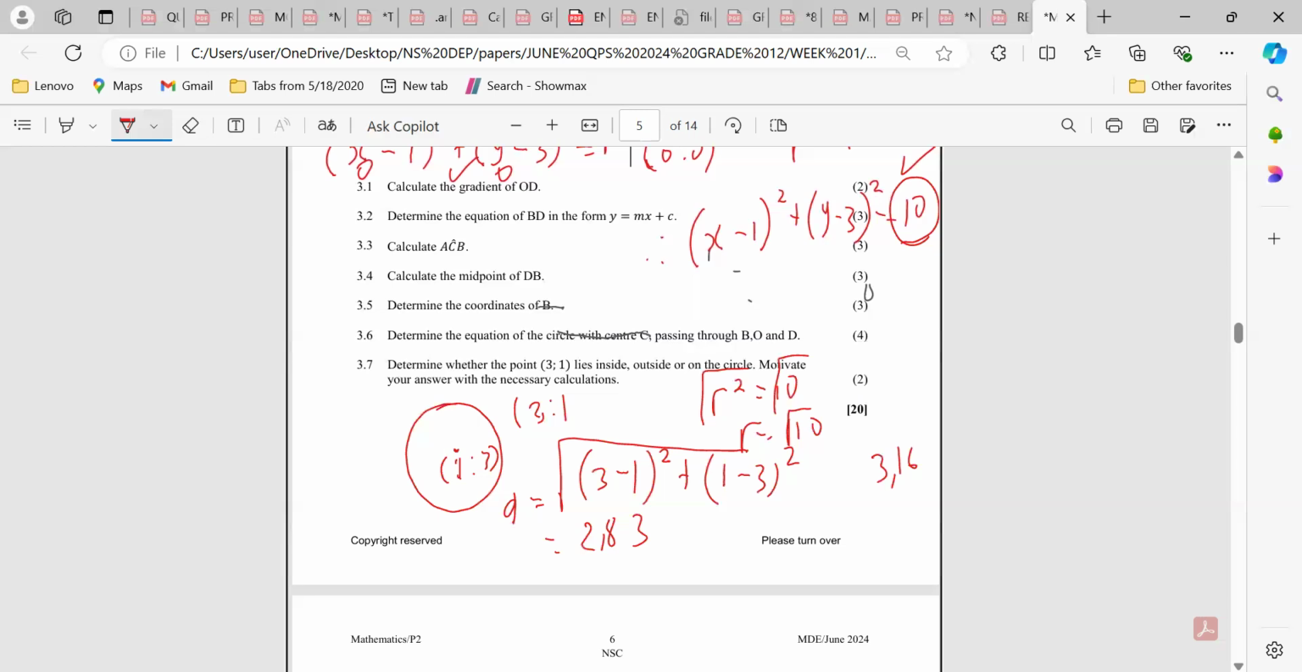I did a different approach. From the equation of the circle, I substituted the 3 and the 1, and it gives me 8. It's still the same thing. So here we can see that it lies inside the circle. It lies inside our circle.